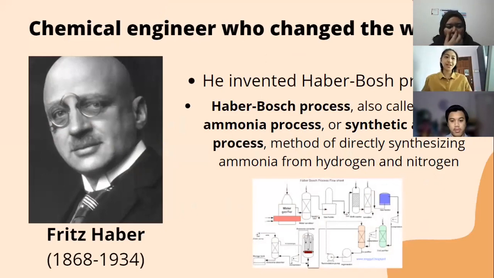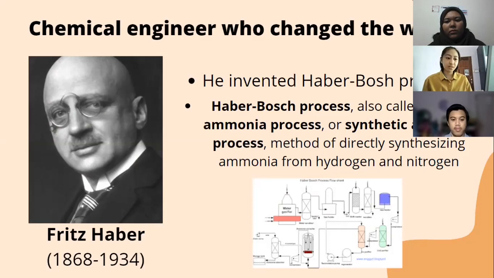Okay, so for this section, the chemical engineer who changed the world, we chose Fritz Haber, a German chemist who received the Nobel Prize in Chemistry in 1918 for his invention of the Haber-Bosch process, a method used in industry to synthesize ammonia from nitrogen gas and hydrogen gas. He is also known as the father of chemical weapons for his years of work developing and weaponizing chlorine and other poisonous gases during World War I. Because of this, when he received the Nobel Prize, it was quite controversial because many considered him a war criminal.